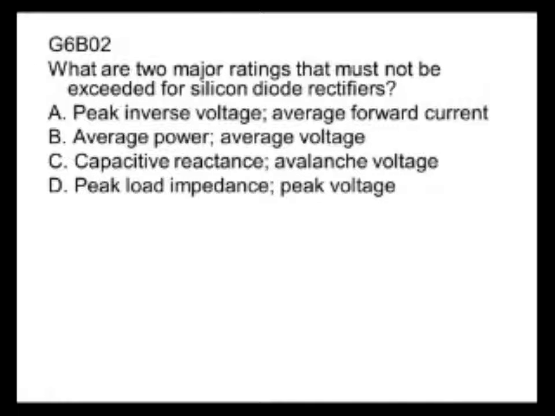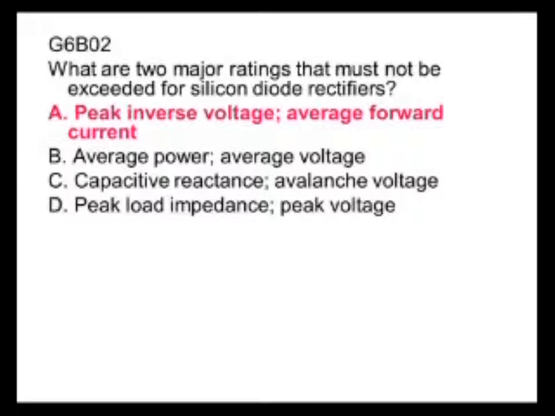What are two major ratings that must not be exceeded for silicon semiconductor rectifiers? They're the peak inverse voltage, because if you exceed that rating, you will damage the junction of the diode, and the average forward current, because you'll overheat the diode if you exceed the current rating for the diode. So these are the two major ratings that you must not exceed in designing a silicon diode rectifier.